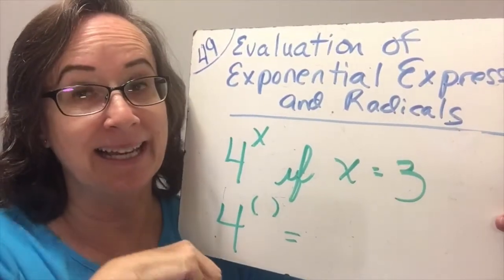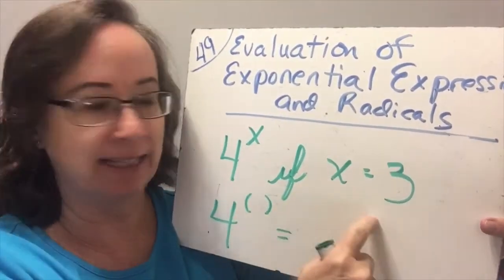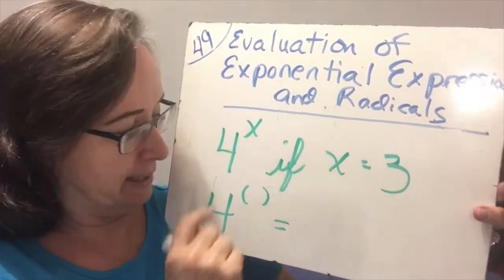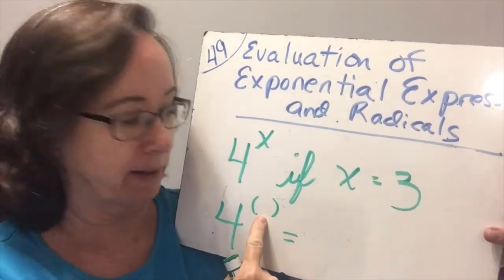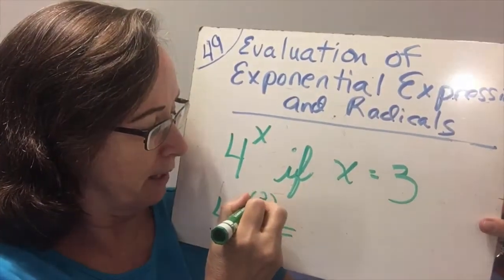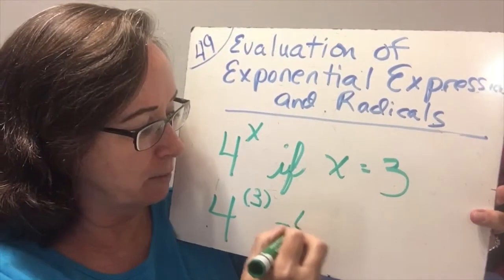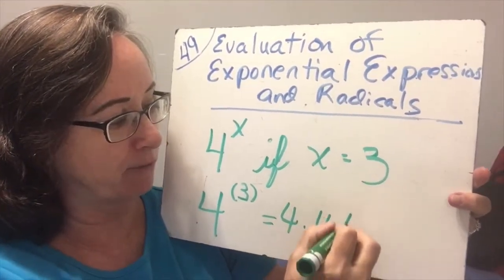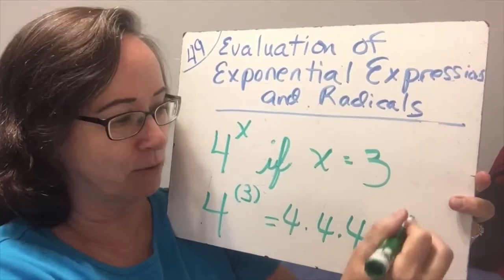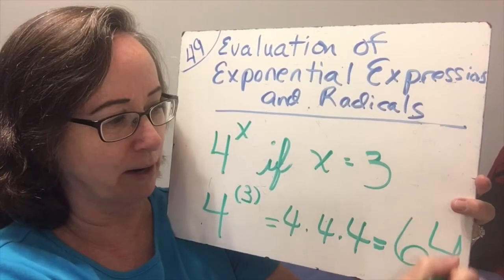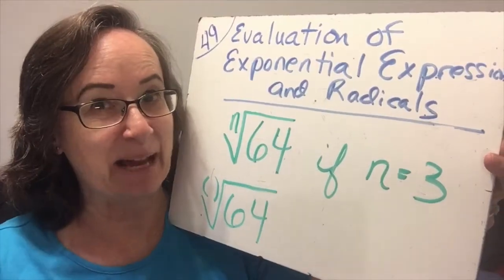Okay, now this one is example 2. 4 to the x if x is 3. So we're going to take our little skeleton here, and we're going to take out the x, and we're going to put in our little parentheses, and we're going to put 4 to the 3, which is the third power, which means 4 times 4 times 4, which is 16 times 4, which is 64. That's example 2.